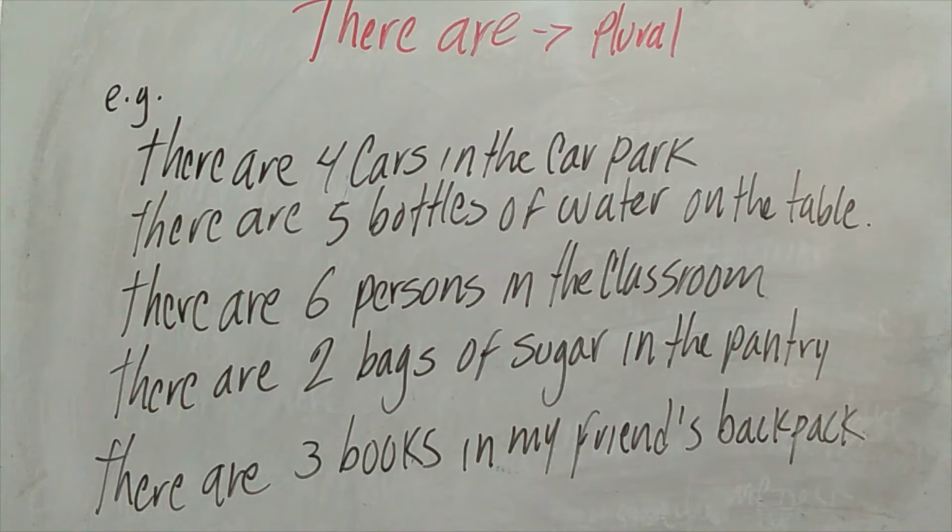For example, in this case, we have some sentences. We want to have the affirmative sentence. For example, it says, there are four cars in the car park. There are five bottles of water on the table. There are six persons in the classroom. There are two bags of sugar in the pantry. There are three books in my friend's backpack.